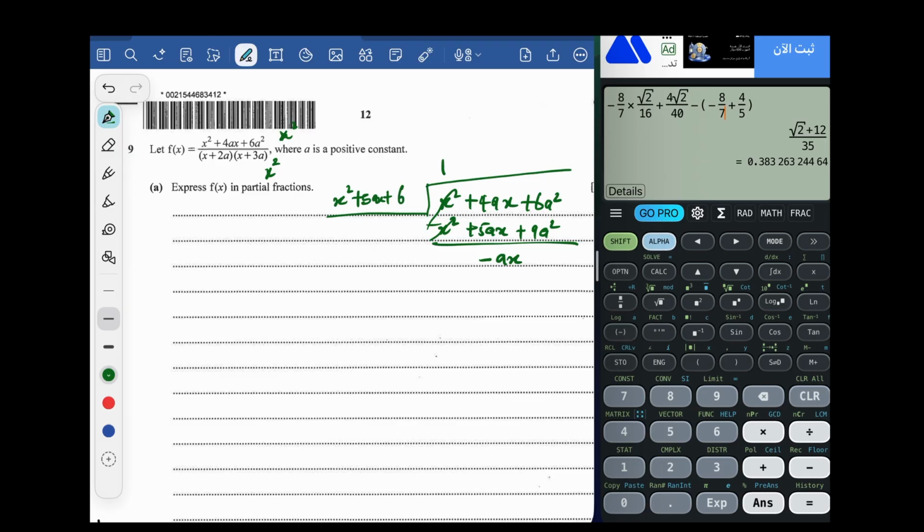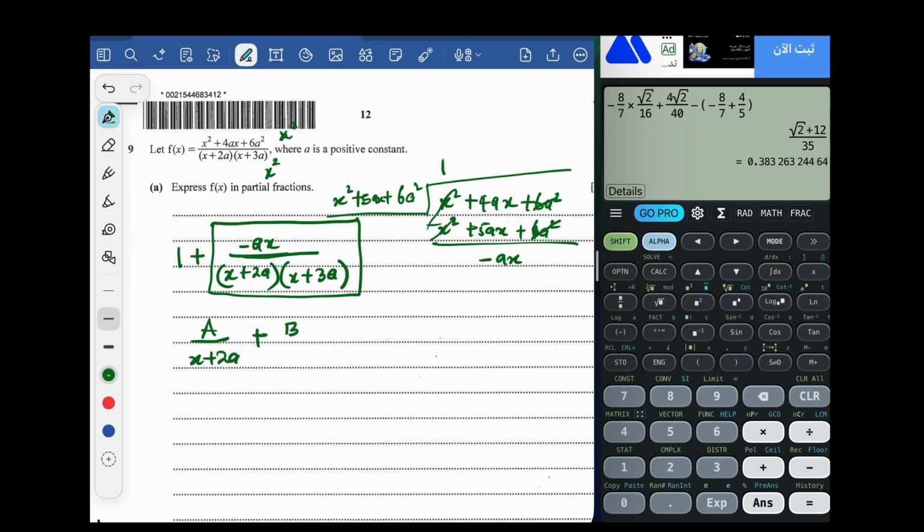This is 6a squared. So this cancels, this cancels. So my fraction looks like this: minus ax over x plus 2a, then x plus 3a. This is how. So now for this, I need to solve using partial fractions. So that will be a over x plus 2a plus b over x plus 3a.